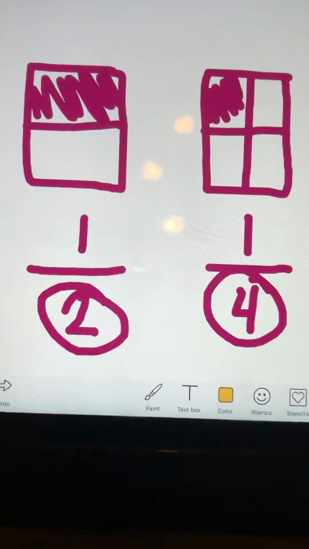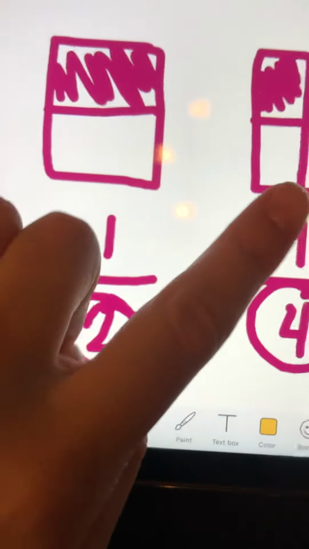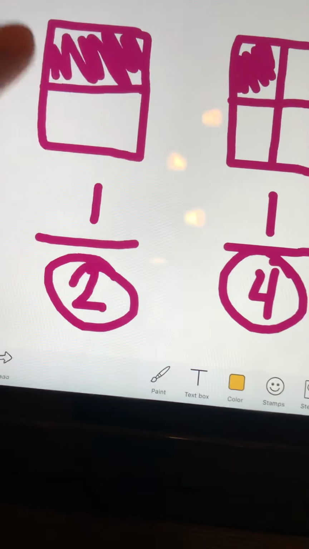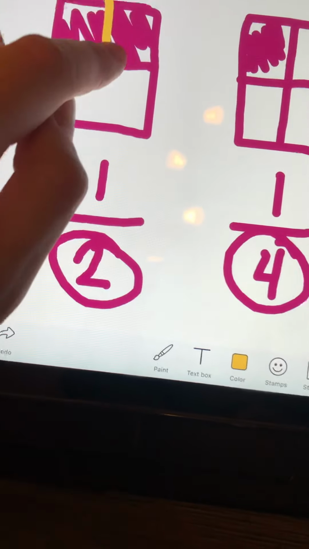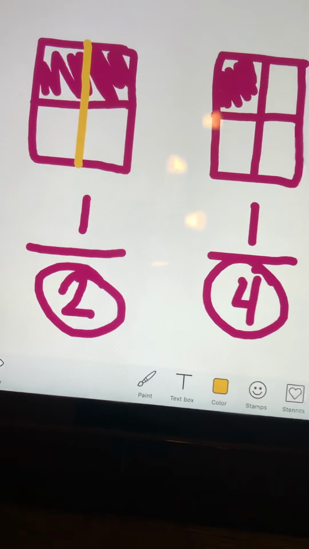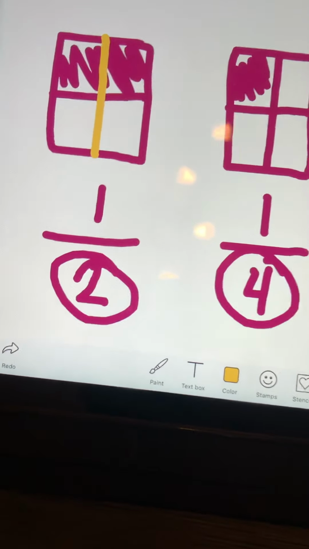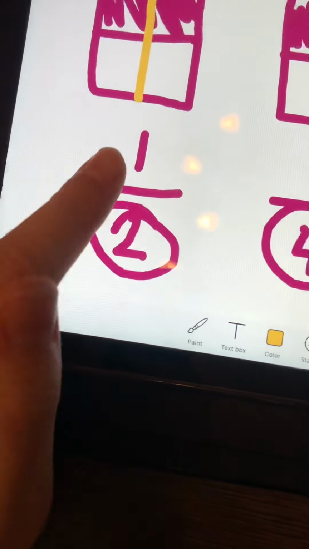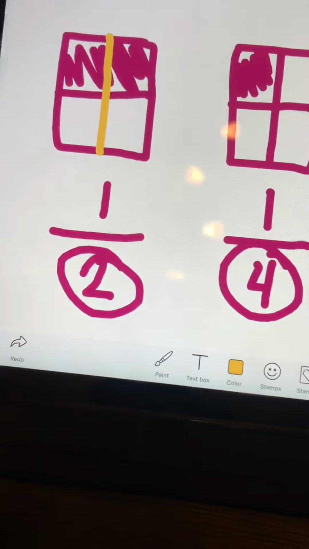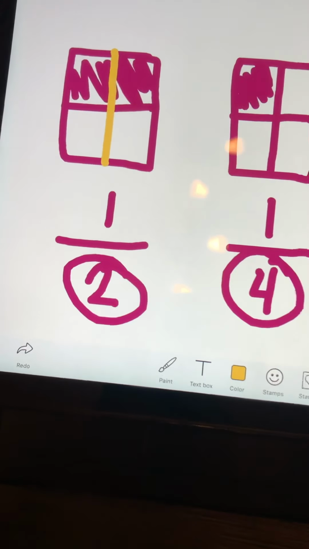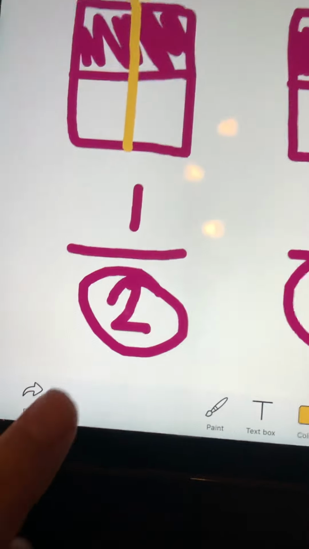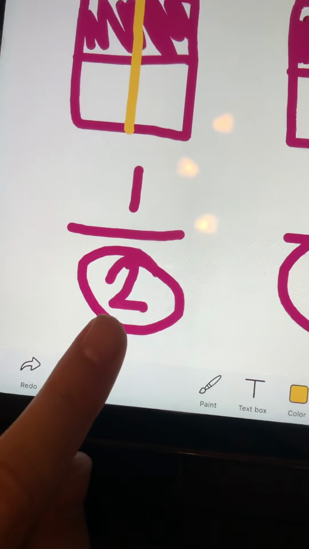All right, let's take a look at our boxes. This one is already cut up into 4s. This one's not cut up into 4s yet, so let's go ahead and fix that. All right, now it's cut up into 4s. And this now no longer just 1/2. It still represents 1/2, but now we have more than just 2 parts.